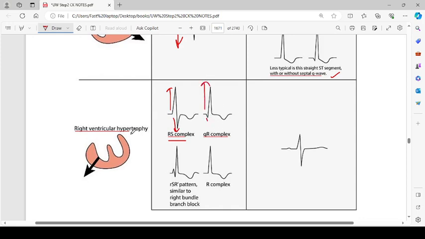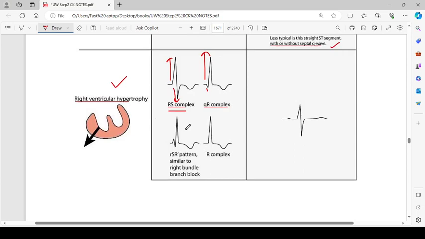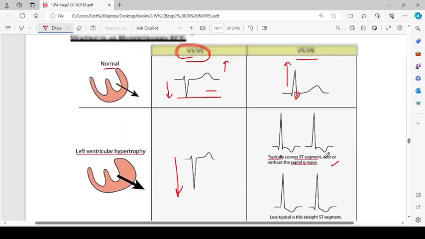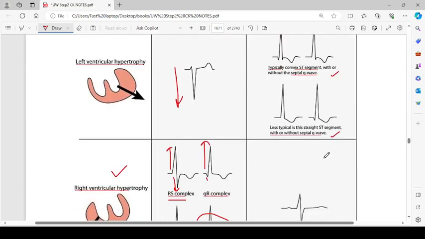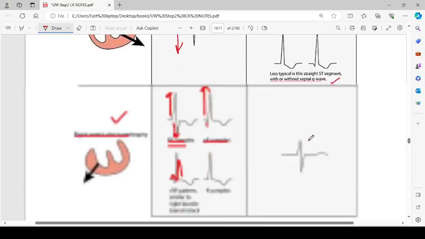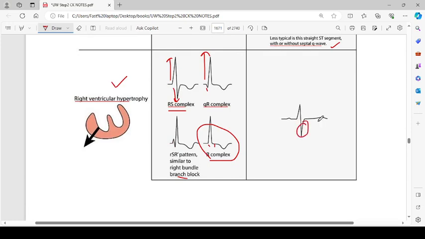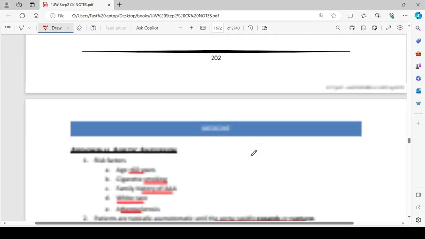Both of these changes can happen with right ventricular hypertrophy. There can also be an RSR pattern, which is an M pattern. You can see this is an M-shaped pattern. So this can also form similar to the right bundle branch block, and or there can be an R complex. Neither Q wave nor S wave is present, just an R complex is there. And in V5 and V6, the S wave is still very prominent and the T wave has diminished. Okay, so this will be the structure.